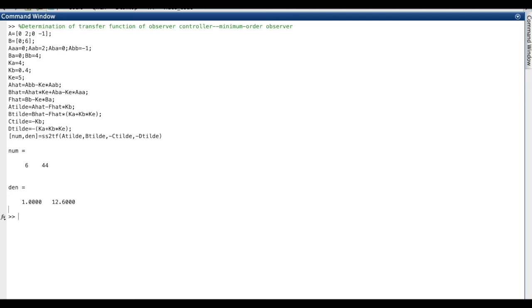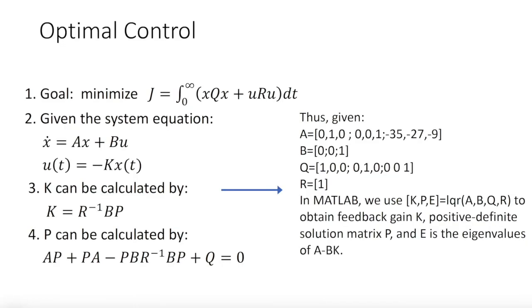The next part of this video is for the optimal control. We'll start there. For the optimal control, our goal is to minimize this cost function based on the states of the system, x transpose Q x, plus u transpose R u. The integral of this function should be minimized for the system that's defined by x dot equals A times x plus Bu, if the u is equal to minus K times x.